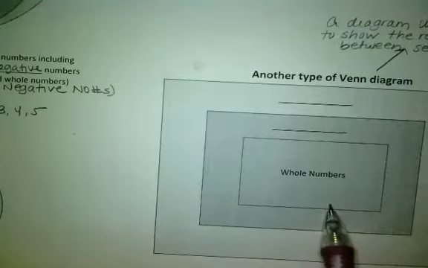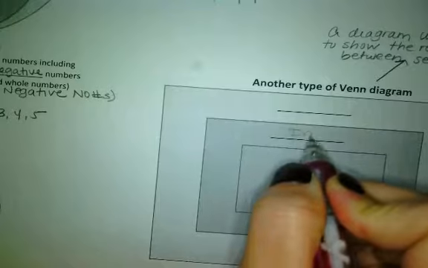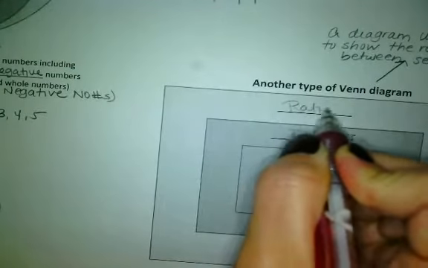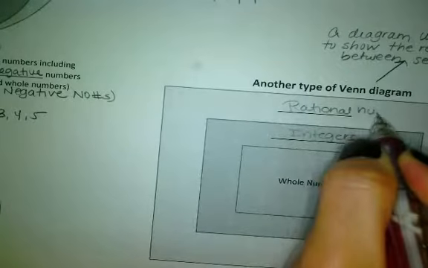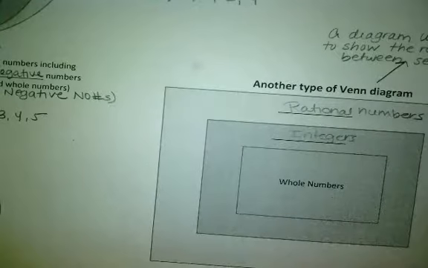And you can put some examples in here if you want. So this is another Venn diagram, and you might see it this way. It's the exact same thing, just in the shape of a square instead of a circle. So your whole numbers goes here, integers goes here, and rational numbers go here. As you grow in your math, you'll also learn about other classifications of numbers, like irrational numbers. But right now we're just going to work with whole numbers, integers, and rational numbers.